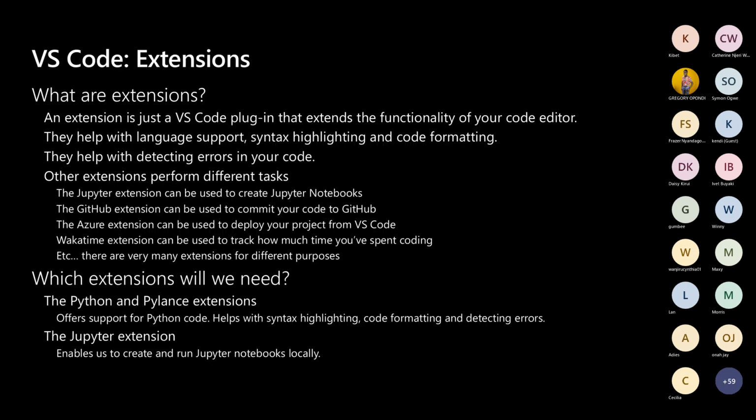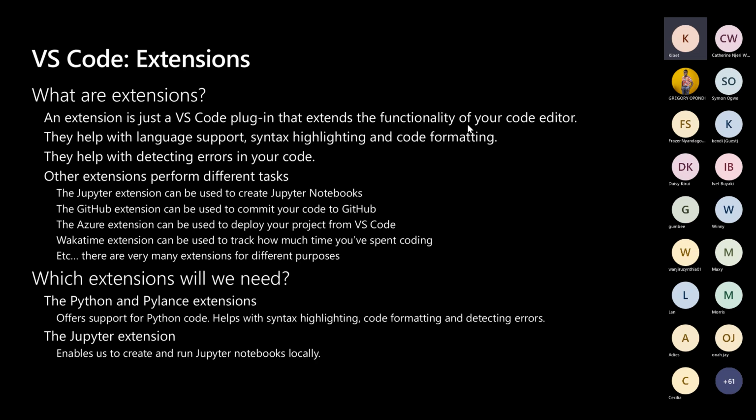What are extensions? You can just think of an extension as a plug-in that extends the functionality of your code editor. It's going to help with language support and syntax highlighting. That's where you have your code in different colors showing what different words mean. So if it's highlighted, let's say with blue, it might mean that that's a keyword. And if it's red, it might mean that it has an error.